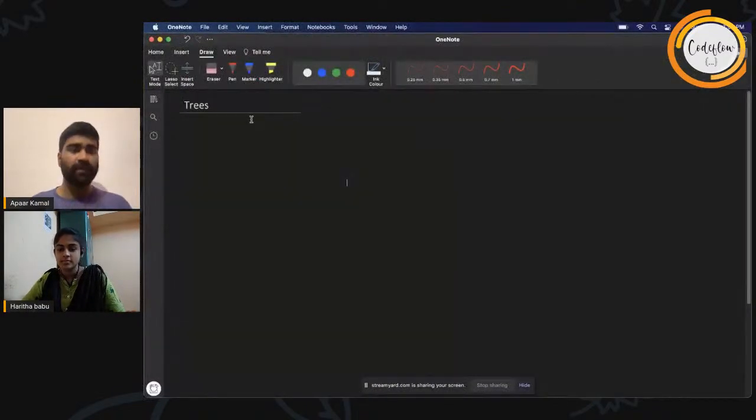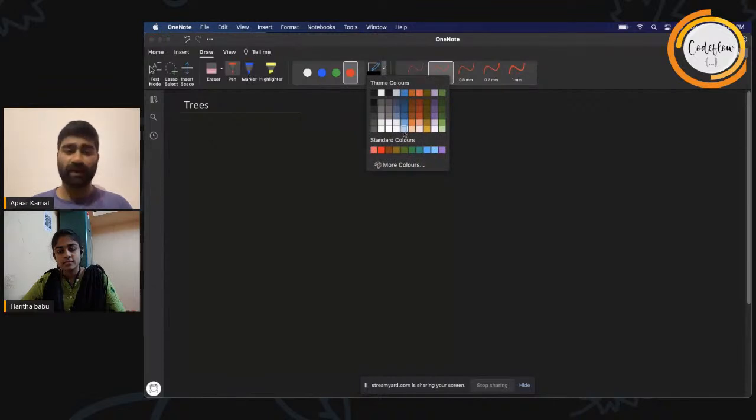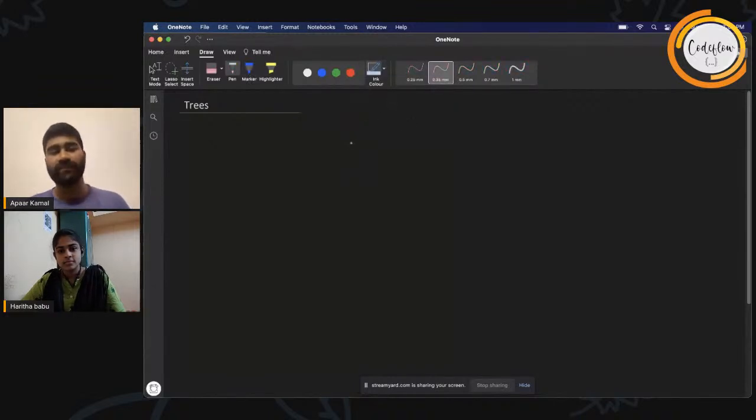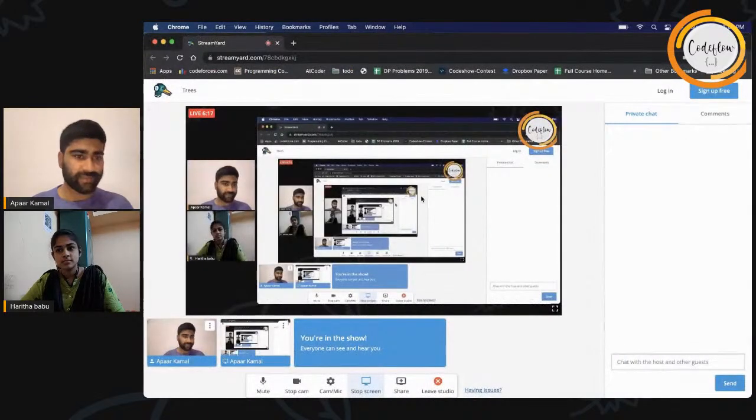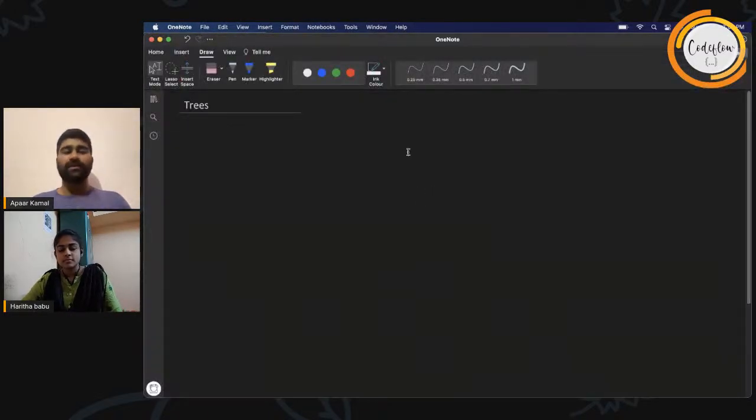Cool. So guys, let's begin with trees, right? So what is a tree structure, and how is it differentiated from graphs? So what is a tree? How does it differentiate between graphs, and what is the actual difference between graphs and trees, right?